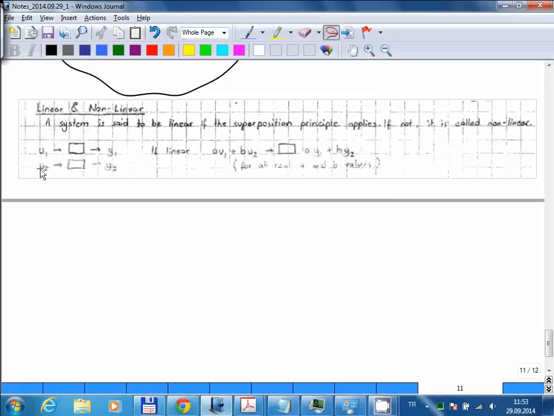If this system is linear, then any linear combination of these two inputs will result in an output that is the same linear combination of the individual outputs. That means you take the first input, multiply it with some real number A, and take the second input and multiply it with another number B. So this is your new input. If the output is equal to A times Y1 plus B times Y2, then this is a linear system. This is the superposition principle.